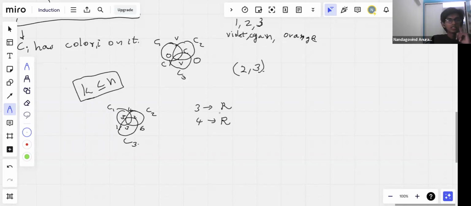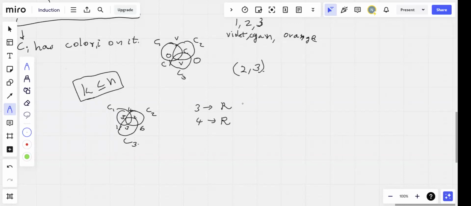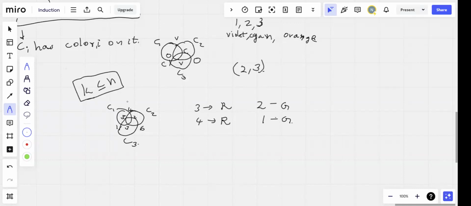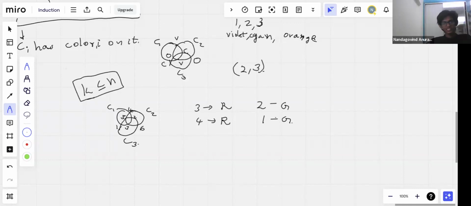Sure. Then 2, 1 could also work. C1 and C3 intersect at 2, 1. So color 2, 1 with a different color, maybe green. You want 2 to be colored green, and I'm assuming you want 1 to be colored green as well. Wait, there's an issue here. Look at C1. It has only four intersection points: 4, 2, 3, 1. These are colored red and red, green and green. We have trouble. There is no blue on the circle. We're working with k equal to n, by the way.